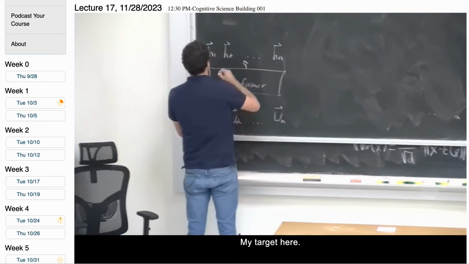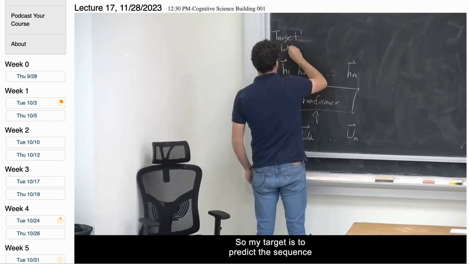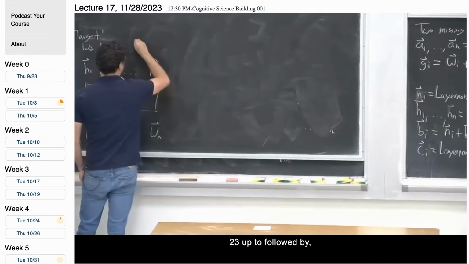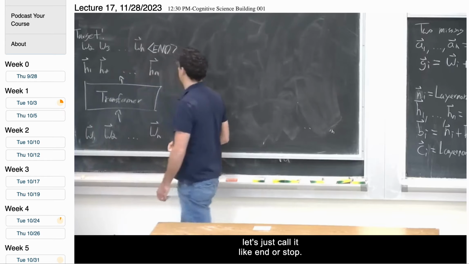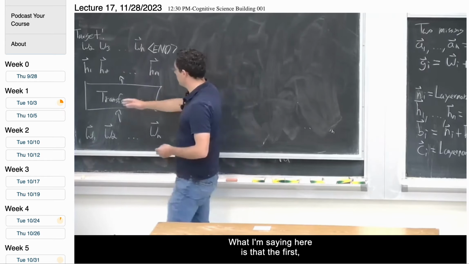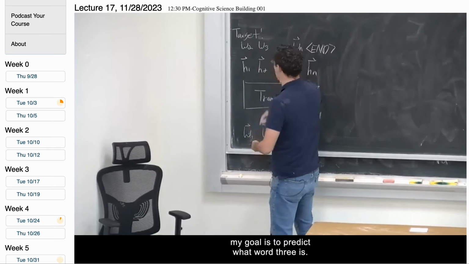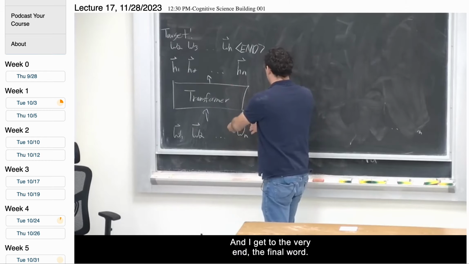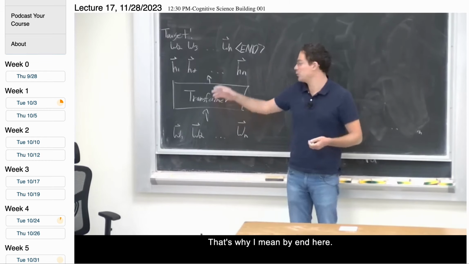So my target here is to predict the sequence w2, w3, up to wn, followed by let's just call it end or stop. What I'm saying here is that given the first word, my goal is to predict what word 2 is. Given the first 2 words, my goal is to predict what word 3 is. Given the first k words, my goal is to predict what word k plus 1. And when I get to the very end, the final word, there are no more words to predict, so what I'm going to try to do is just predict this sequence is over. That's what I mean by end here.